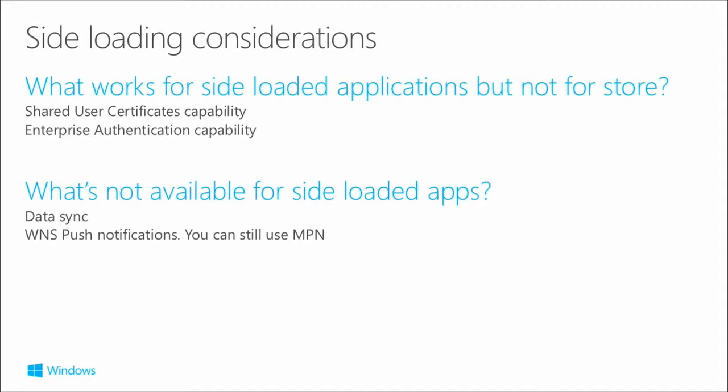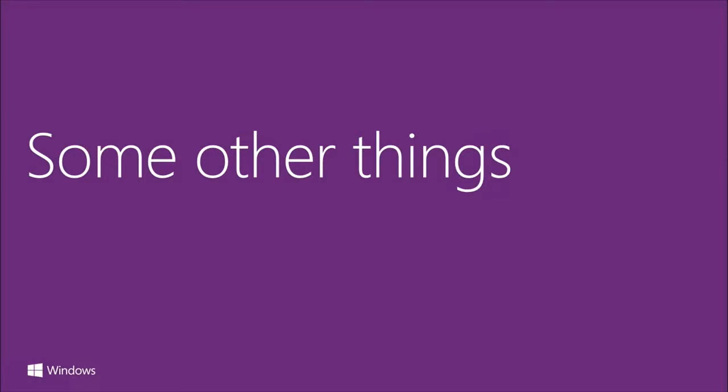Okay. And at the moment we cannot use the Windows notification service push notifications. You need to register your app in the store to get some secrets, because behind the application, the IDs change. So you can still use MPNS, the old system, but not the Windows notification services. Okay. So you have to be aware of that. So a few other things.